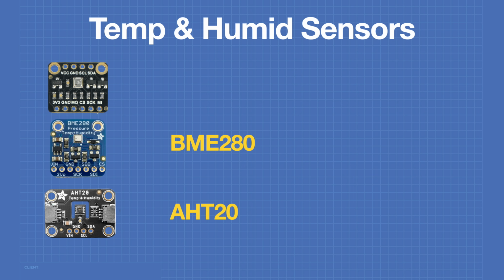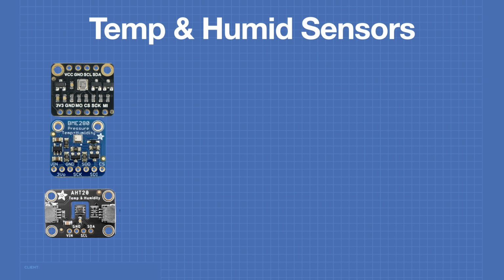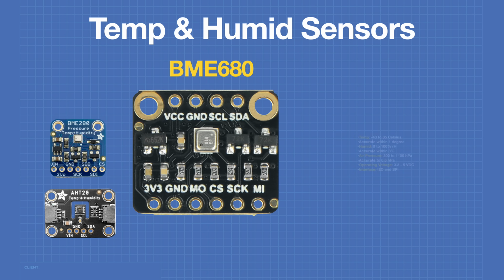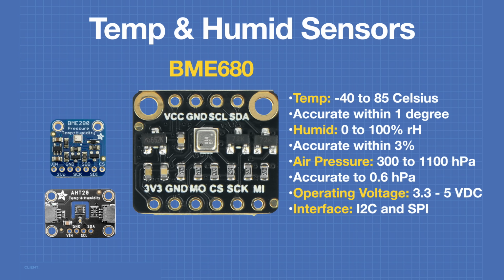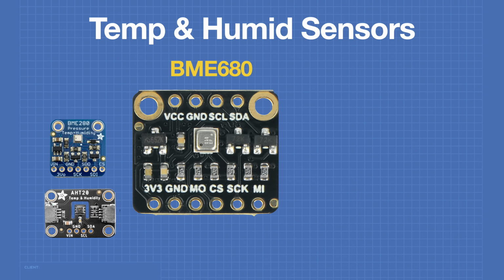AHT20. The BME680 is a sensor that can measure temperature, humidity, and air pressure with reasonable accuracy. It can operate from 3.3 to 5 volts DC, and it has interfaces for both I2C and SPI. We'll be using the I2C interface in our projects today.